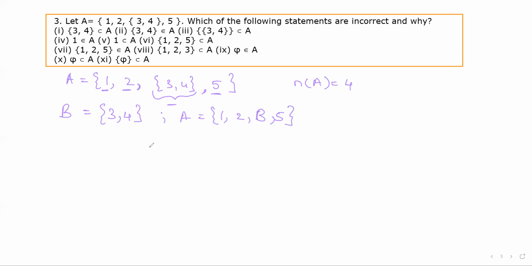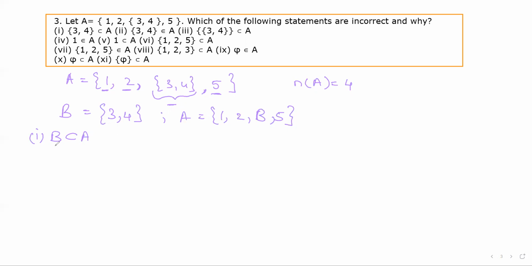Now what we'll do is substitute B in place of {3, 4} in every part of the question and then solve them. Which of the following statements are incorrect and why? The reasons for the incorrect statements are also to be mentioned. First, {3, 4} is a subset of A. {3, 4} is being replaced by B. So, B is a subset of A.